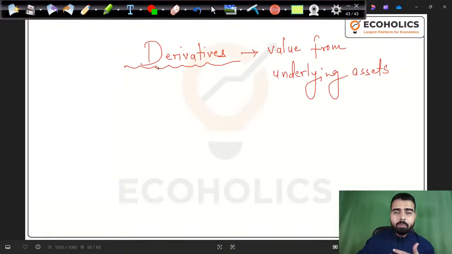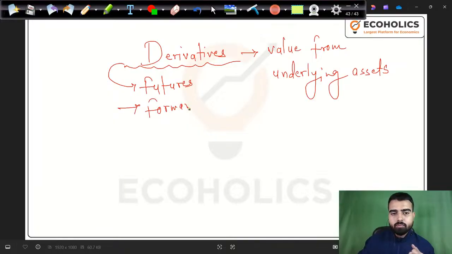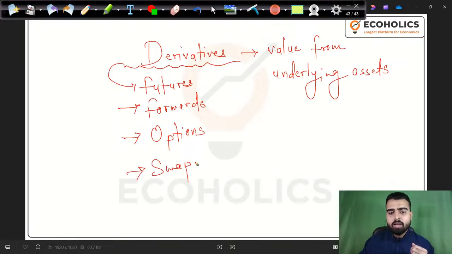Now there are multiple kinds of derivatives in the market. We have futures, then we have forwards, then we have options, and then we have swaps. So these are the basics. If someone asks what are some basic derivatives instruments, then these are the ones.